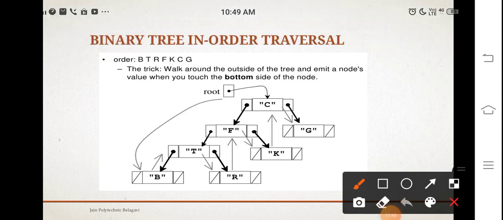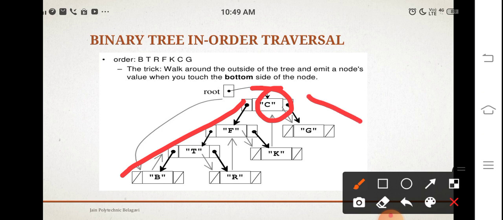In-order, first we are processing left. In-order says that we have to process the left subtree of the root, then the root node, and lastly the right subtree of the root. This is our root, with its left and its right. So first we are going to process the left part of the C node.